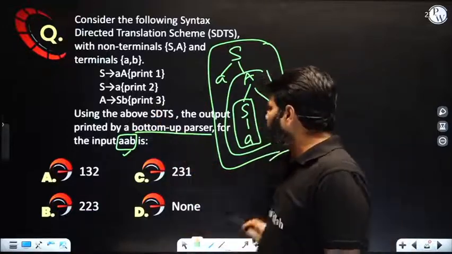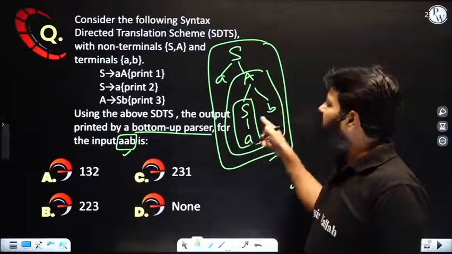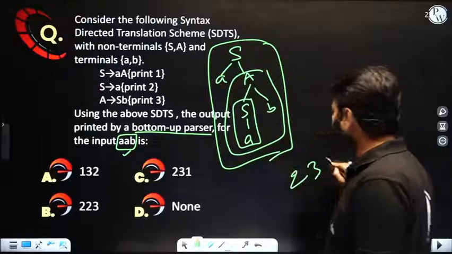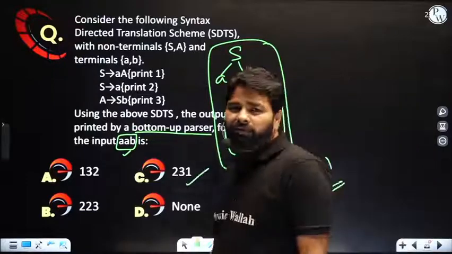That is 2. 2 prints first. And next, A derives SB. That is 3, prints next. And S derives AA, that is 1. So 2, 3, 1. That's it. See, I don't need much time for this kind of question.